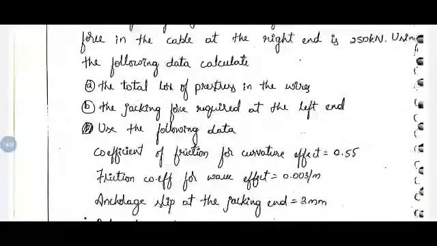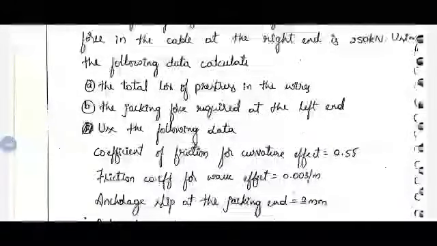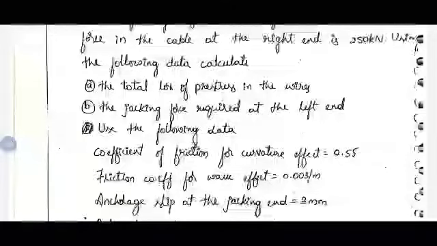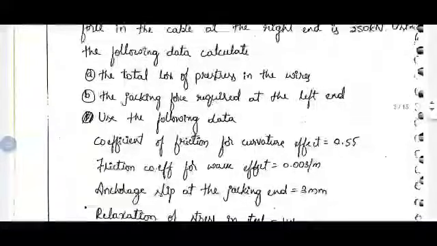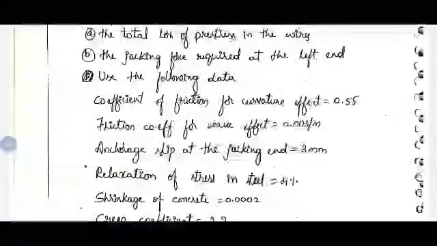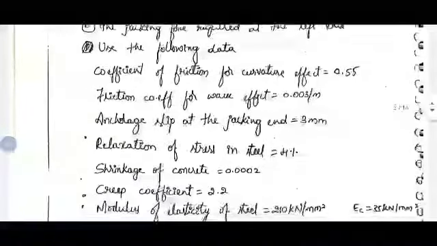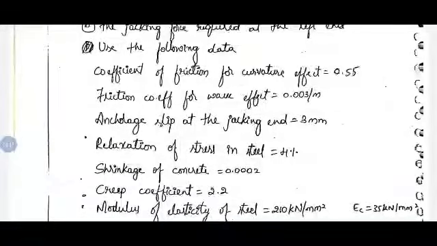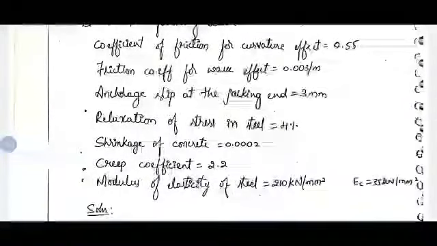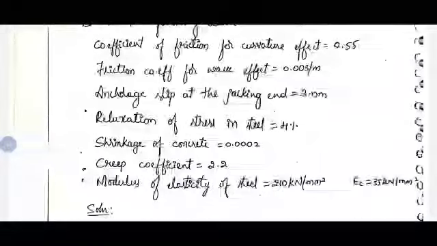Coefficient of friction for curvature effect is 0.55. Friction coefficient for wave effect 0.003 per meter. Anchorage slip at jacking end 3 mm. Relaxation of stress in steel 4%. Shrinkage of concrete 0.0002. Creep coefficient 2.2. Modulus of elasticity of steel 210 kN per mm square, and that of concrete is 35 kN per mm square.